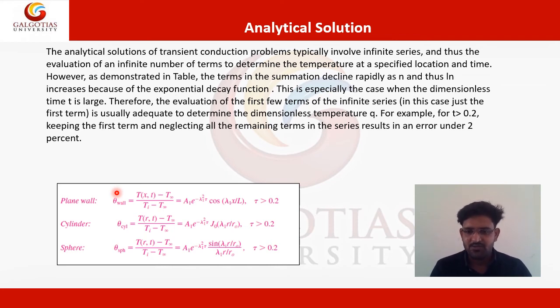This is especially the case when the dimensionless time t is large. So therefore the evaluation of the first few terms of the infinite series is usually adequate to determine the dimensionless temperature theta. So when we have the time greater than 0.2, keeping the first term and neglecting all the remaining terms in the series results in an error under 2%, and that is applicable.